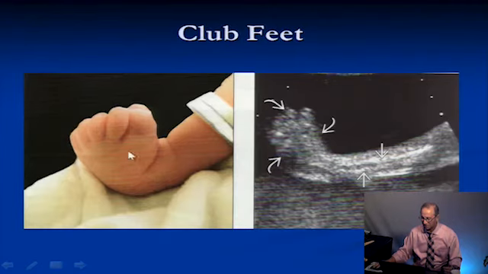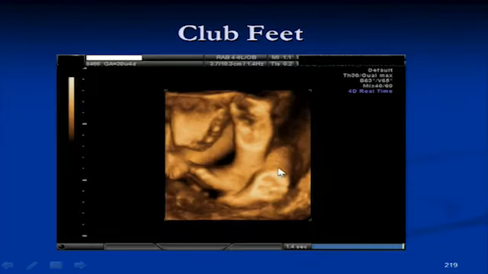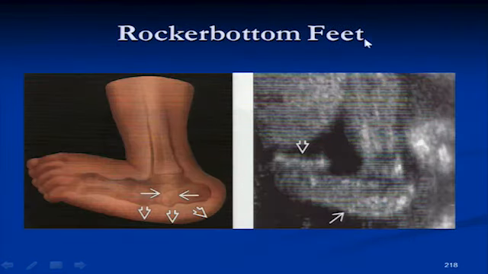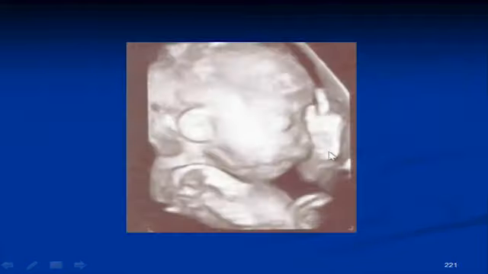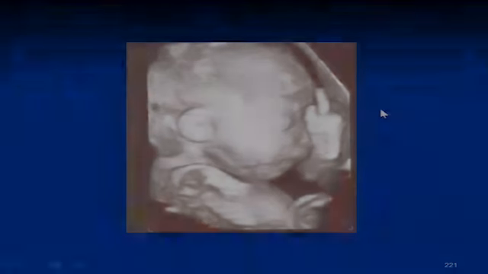This is club feet here. Rocker bottom feet here, you can see the foot will look like it's bowed up, and the heel in the back will stick behind the leg bones and kind of curve up. That's the rocker bottom feet. A sandal gap is not very common. You look at, there is a big gap here between the big toe and the second toe. This is not an anomaly, this is just a baby saying, leave me alone, I'm good.